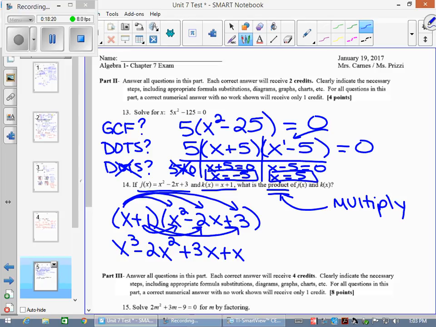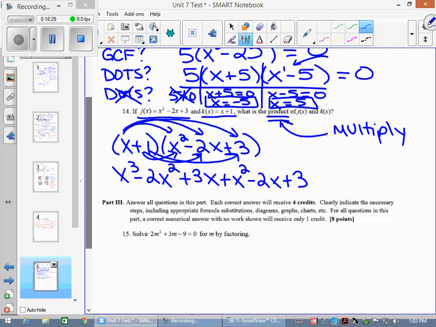To fully answer this question, after you multiply, you do have to combine like terms. There's only 1 x to the third term, so there's nothing to combine with that. There are two terms that have an x squared, and there are two terms that have an x to the first. There's only one constant term.